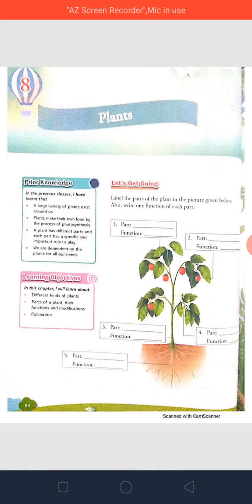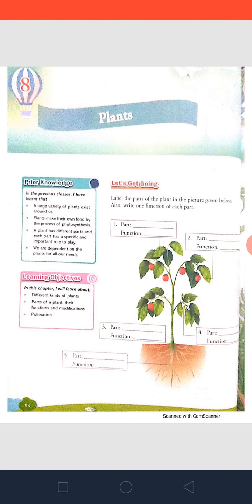Okay, beta, what you have to do? You have to prepare a video of 2 minutes. You have to prepare it and take a plant into your hand from the kitchen garden, and then you have to show me all the main parts of the plant.